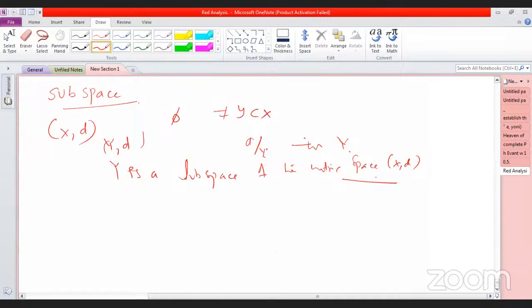Why? Because it is the same metric as in X. It is also defined on Y as d restricted to Y. So therefore, in this connection, Y is a subspace of the metric space (X, d). Clear?